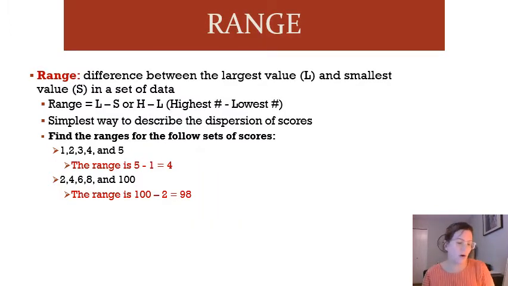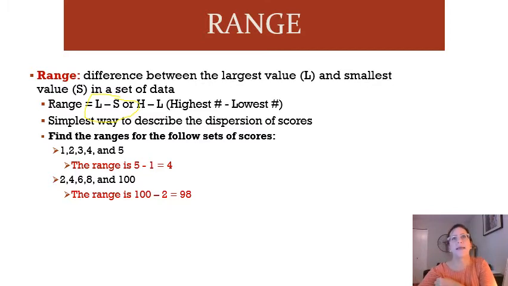And I'm sure that you have all done the range before or calculated the range before. It's really just the difference between the largest value in a set of scores and the smallest value in a set of scores. So as you could see, I have L minus S or H minus L because people figure these differently. Like L minus S could be if you're looking at largest number minus smallest, or I always do highest number minus lowest number. It is just a really kind of simple way of describing how scores range.